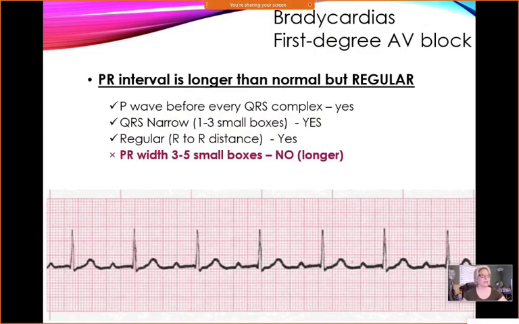First degree AV block, the problem is only with your PR. You do have a P. So if we look at the rate, what do we got going on here? Let me get my drawing going. We have 1, 2, 3, 4, 5, 6, 7. So it doesn't qualify for a bradycardia right now because my rate is 70. So the rate can be variable on this one.